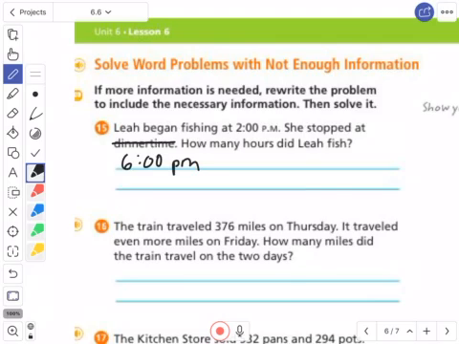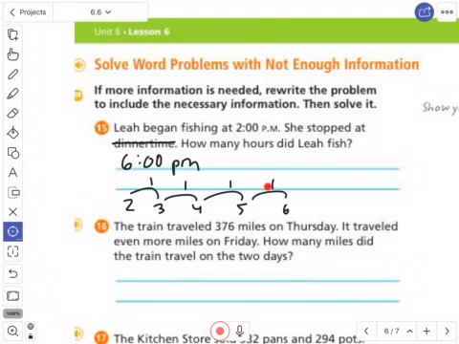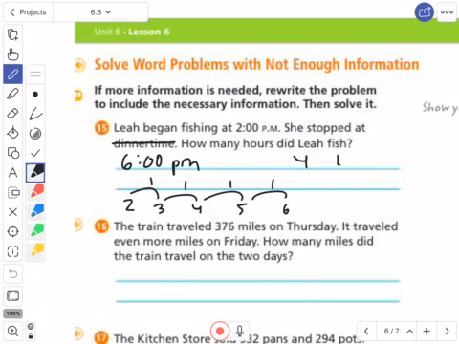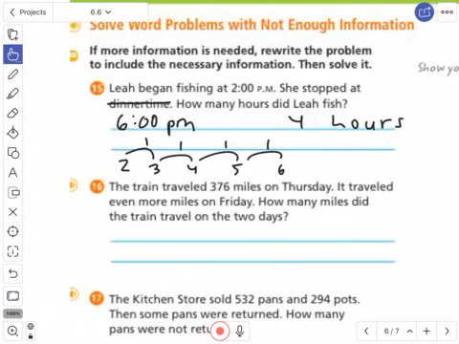Okay, well, I can just do even a quick number line. Well, 2 to 3 is 1. 3 to 4 is another hour. 4 to 5 is another hour. And then 5 to 6 is another hour. So she fished for 1, 2, 3, 4 hours. And really, you can put any numbers in here that you want to, but you just have to change it so then it makes sense to be able to solve the problem.